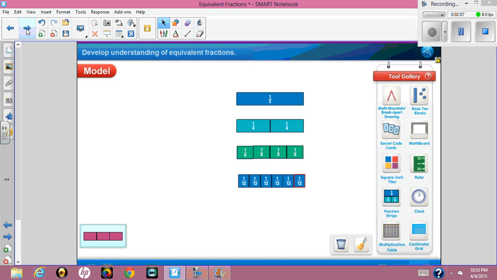Now let's look at another using the bar. We have 1/2 here. We have 2/4 here. Remember that we identified that 1/2 is equal to 2/4. In addition, 1/2 is equal to 4/8. And in addition, 1/2 is equal to 6/12. Those are equivalent fractions because they each have the same value.